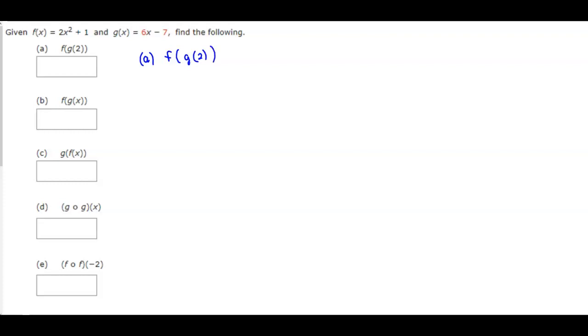Okay, so the first thing we need to do is find g of 2. So what is g of 2? Well, that means we need to plug in 2 into the function g. So this becomes 6 times 2 minus 7. So 6 times 2 is 12, and 12 minus 7 is 5.